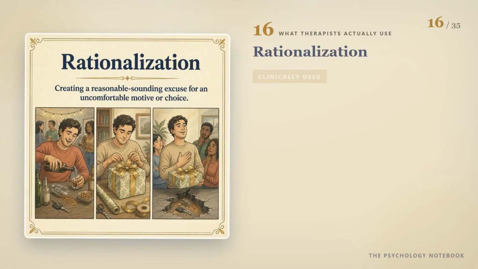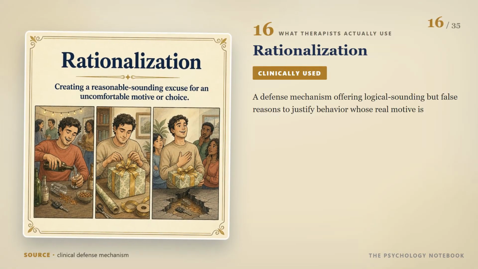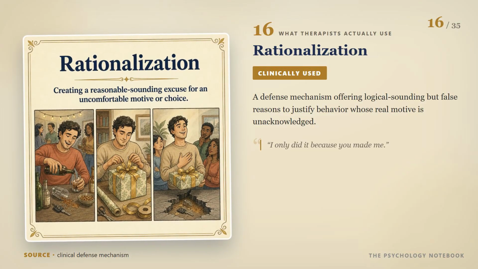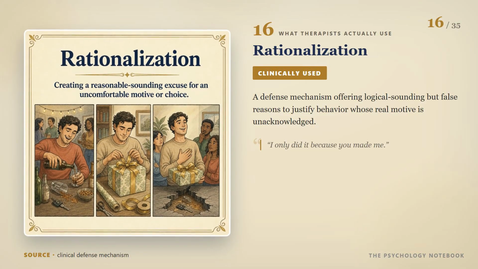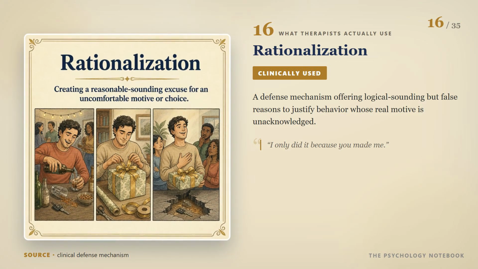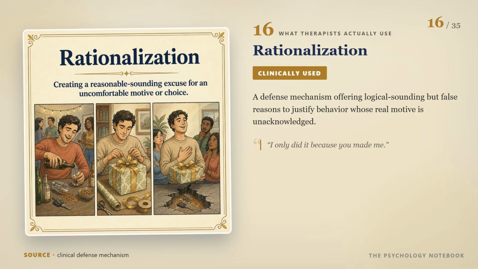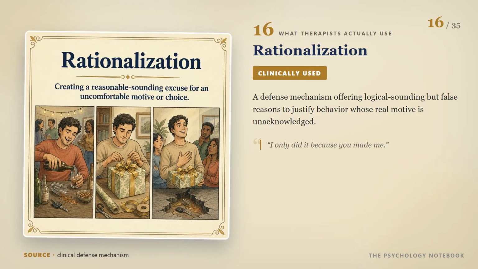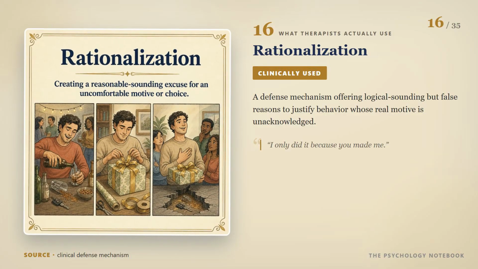16. Rationalization. Number 16 is rationalization. This happens when someone creates a reasonable sounding explanation for a choice or motive that may be harder to admit. You might hear, "I only did it because you made me." That sounds like an explanation, but it also moves responsibility away from the person who made the choice.